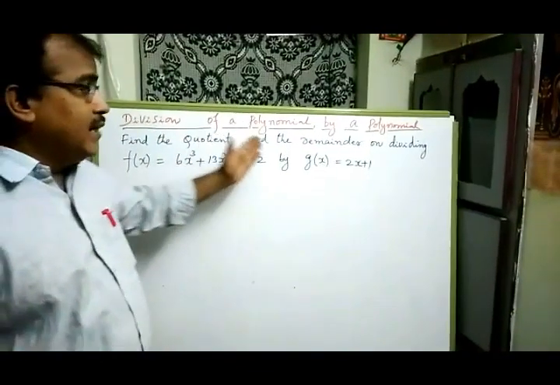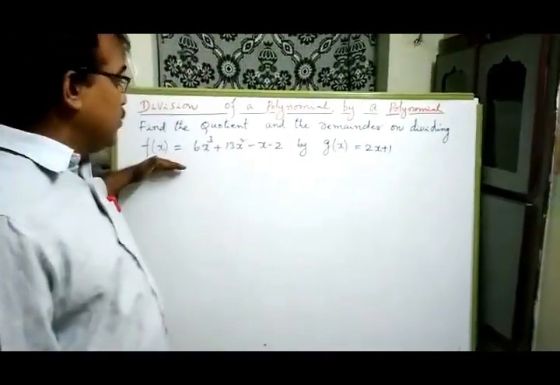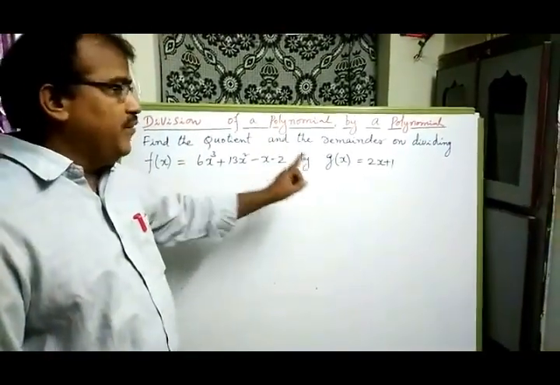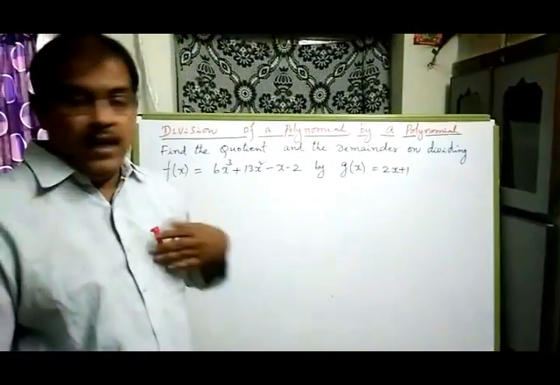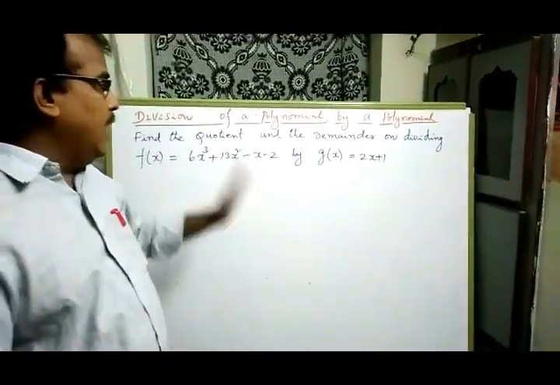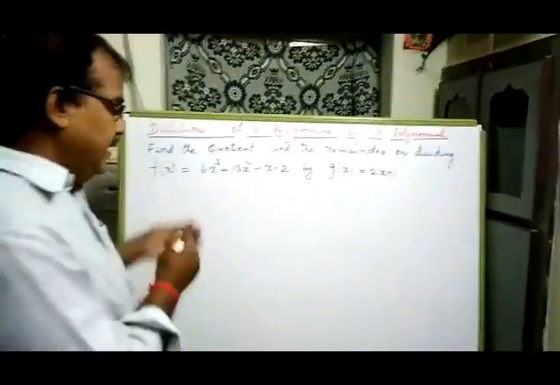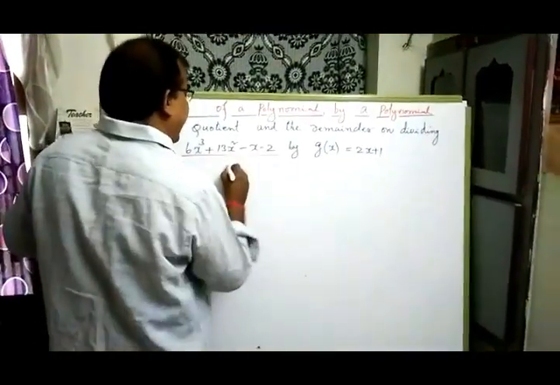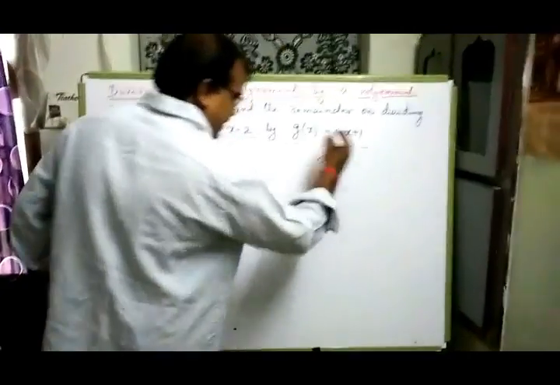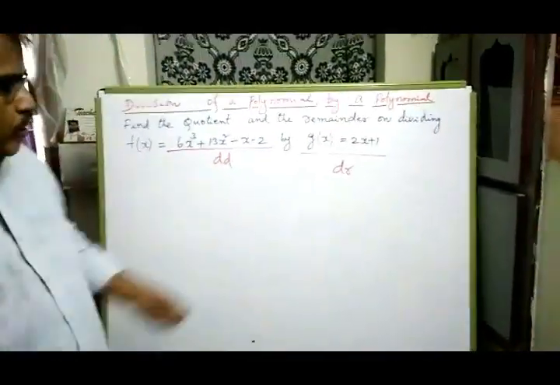Find the quotient and the remainder on dividing f of x is equal to 6x cube plus 13x square minus x minus 2 by g of x is equal to 2x plus 1. Normally this is the division. Divide and find the quotient and the remainder. Here this one is the dividend, and this one is the divisor. Now I am going to do division.